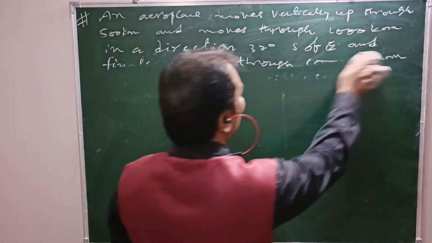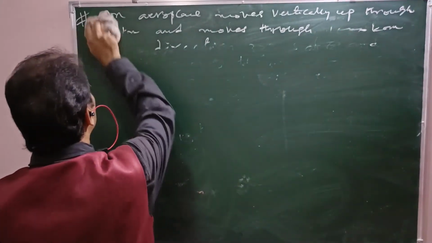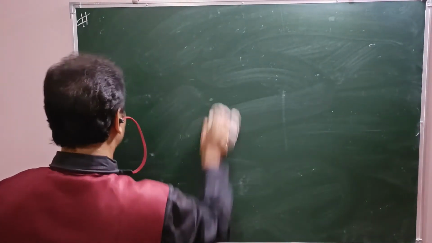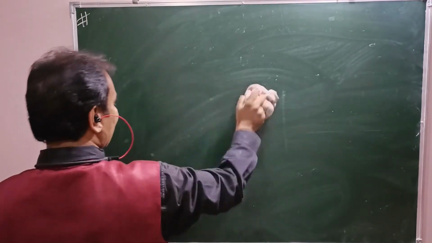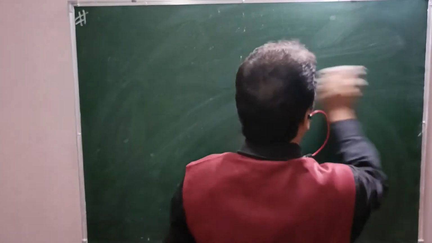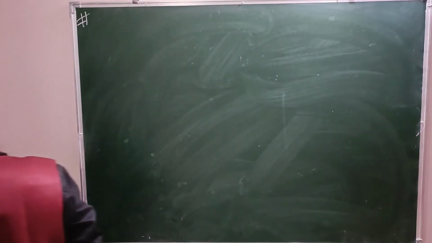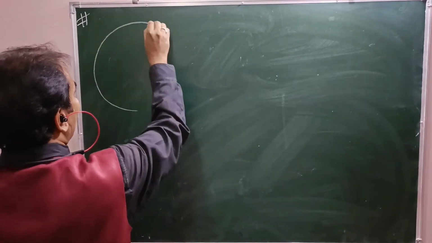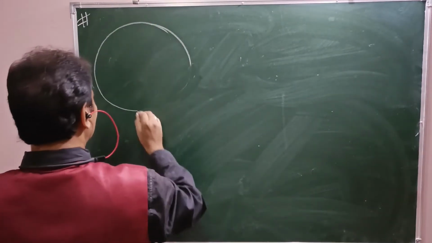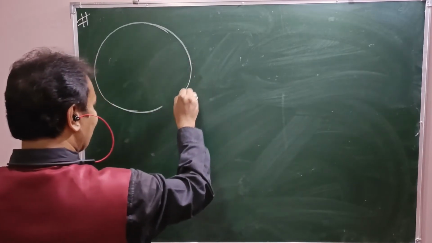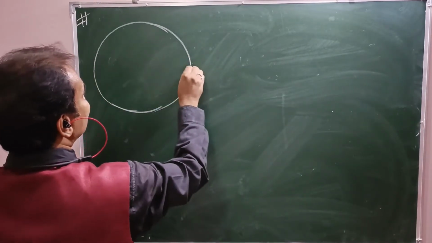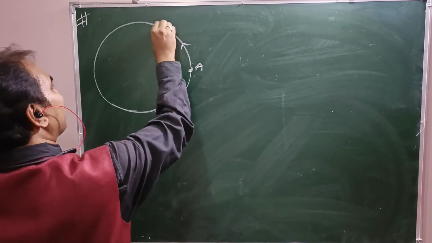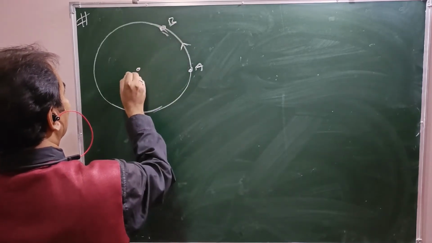Distance and displacement covered by a particle when it moves along a circular path. Am I right? See here, this is the path followed by the particle, a circular path as shown. Initially the particle is somewhere here and moves along the circumference and reaches here. Am I right? So this is the center of the circle.